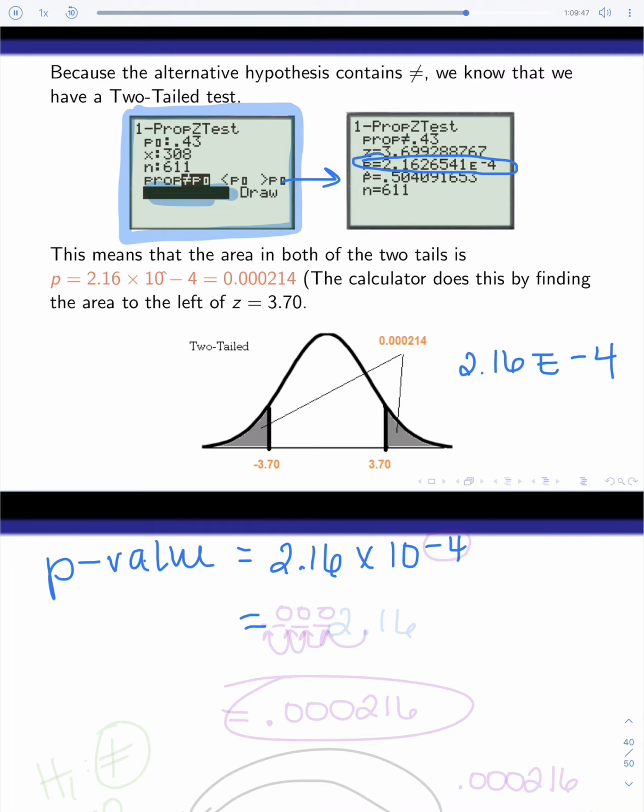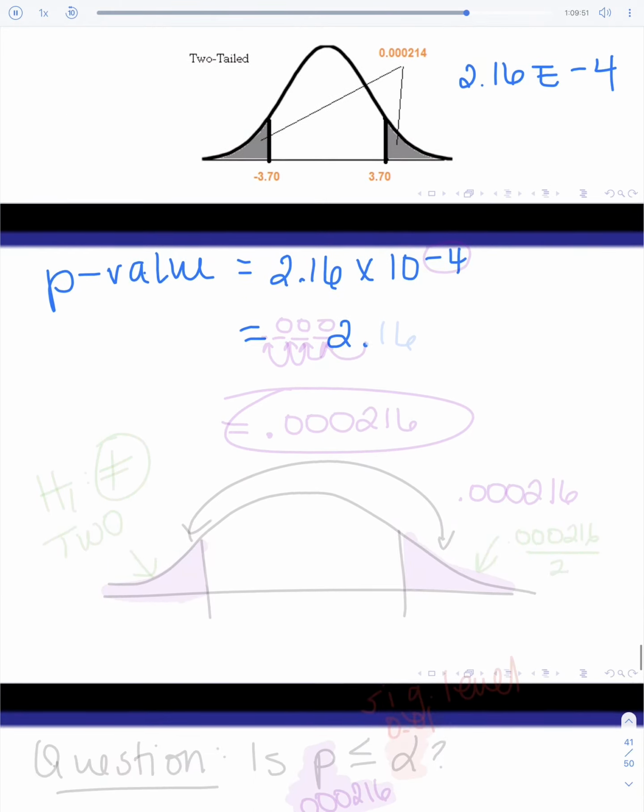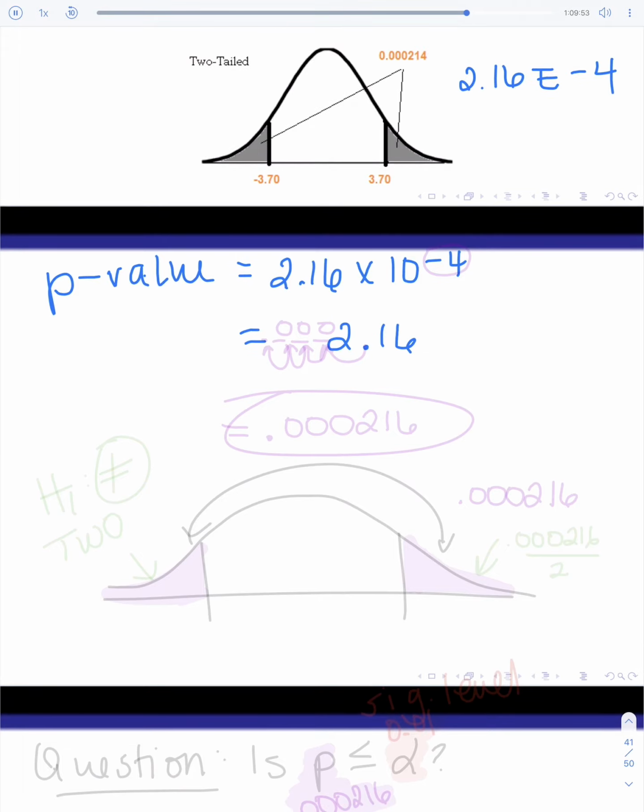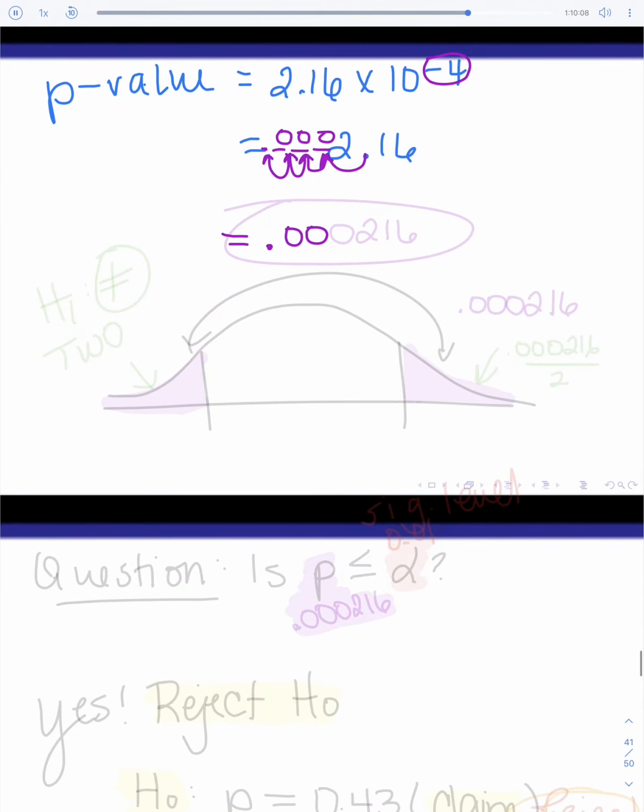Remember, that means you've got to move your decimal place 4 places to the left to actually figure out what this number is. So 2.16, and we've got to move the decimal place 4 places to the left to figure out what that is. 1, 2, 3, 4. So that means 1, 2, 3 slots get filled in with zeros. So that means our p-value is actually 0.000216. Question is, what does that mean?